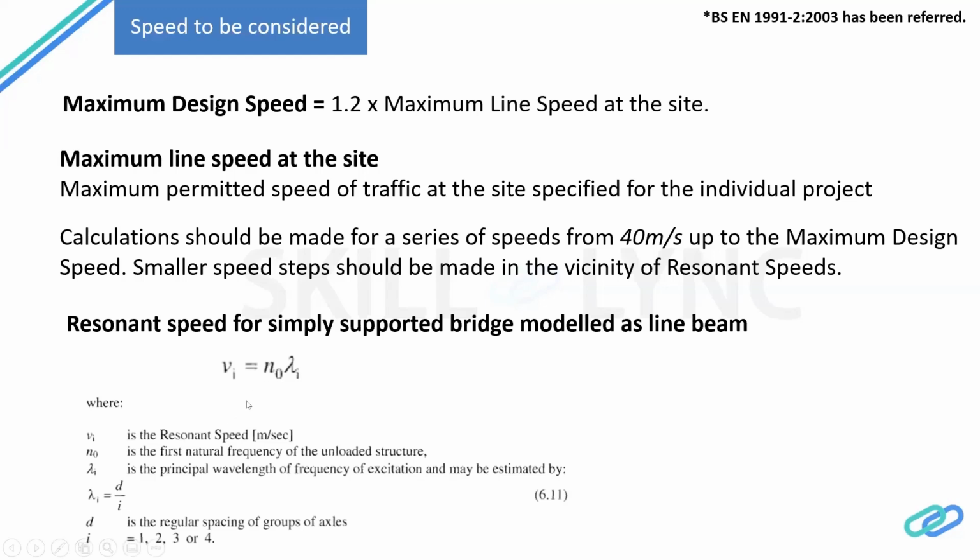where Vi is the resonance speed in meter per second and n naught is the first natural frequency of the unloaded structure. When the structure is not loaded and we perform an eigenvalue analysis, then we can find this resonance speed for a simply supported bridge. For a continuous bridge, we need to perform a dynamic analysis. But this formula is given just for getting an idea.